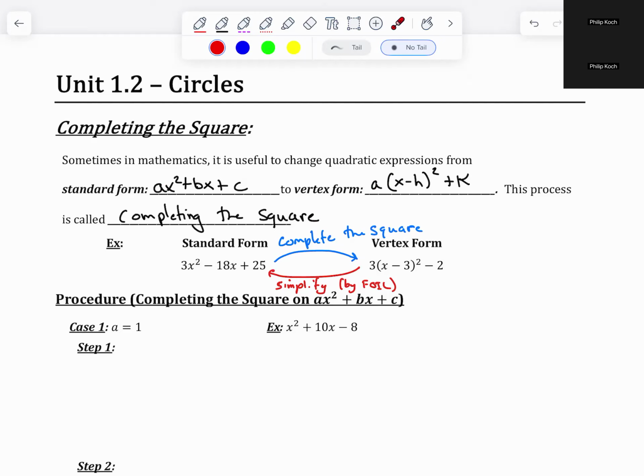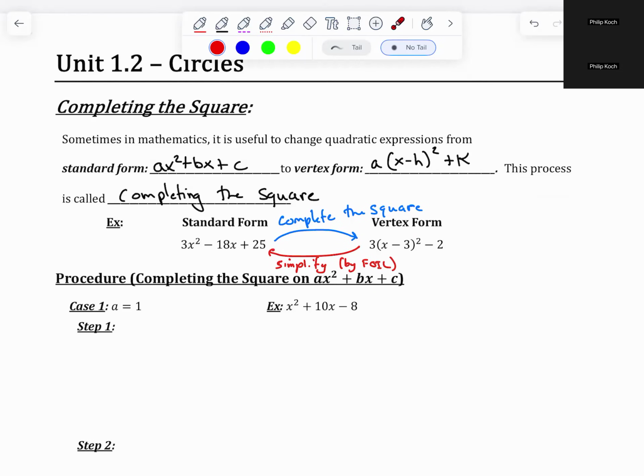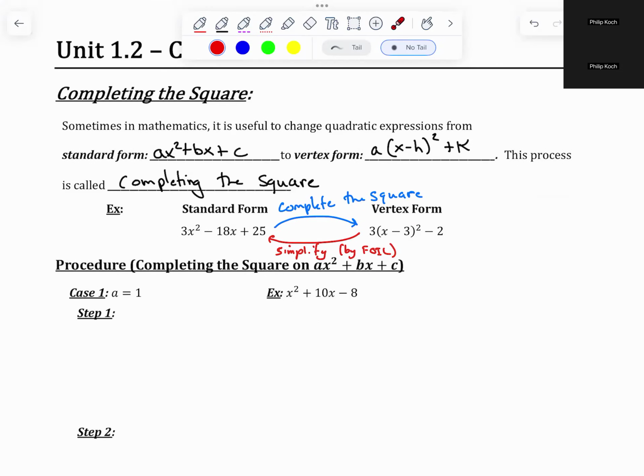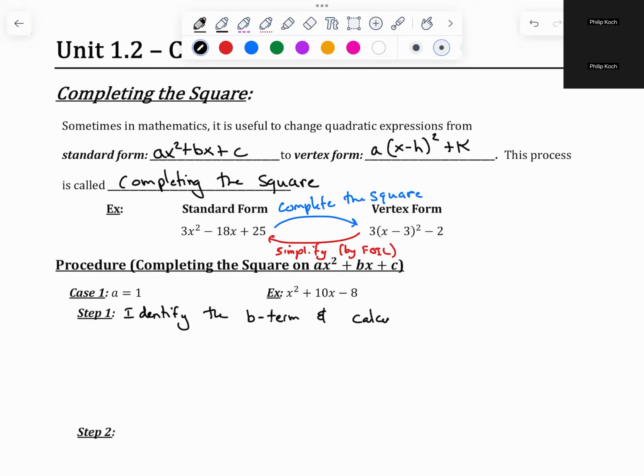There's two cases: the case where your leading coefficient is 1, and the case where your leading coefficient is not equal to 1. The case where it's equal to 1 is very, very nice, in my opinion. Step 1, identify the B term. And calculate B divided by 2 quantity squared.